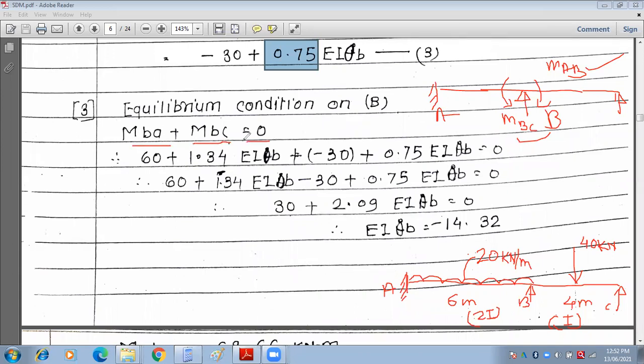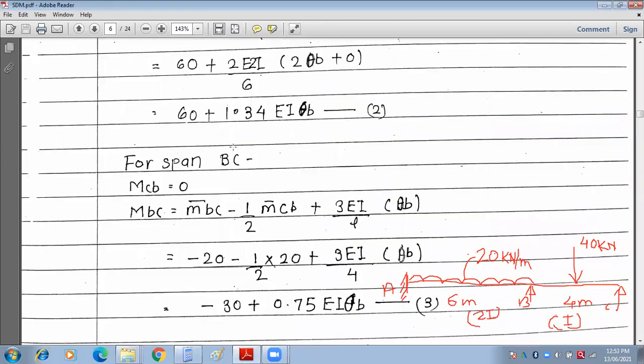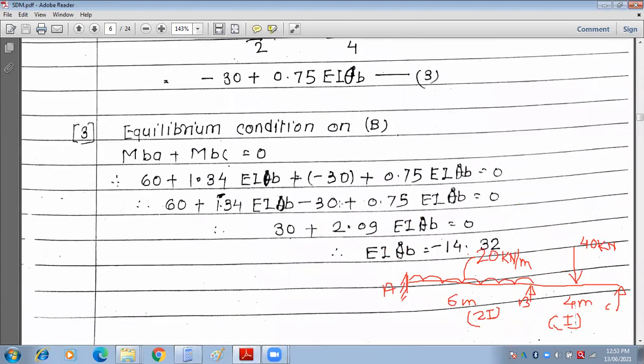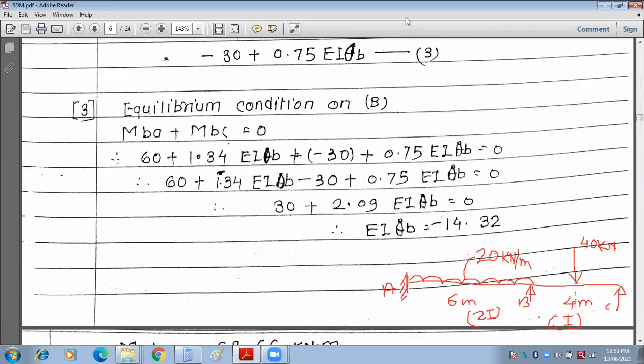As we have seen last time, the equilibrium condition at support B is that the summation of all the moments about B must be equal to 0. And we have utilized this formula over here. Now look here. This formula we have taken from moment BA and moment BC, equation number 2 and equation number 3, that we have to write down over here. This one is equation number 2 and this one is equation number 3.